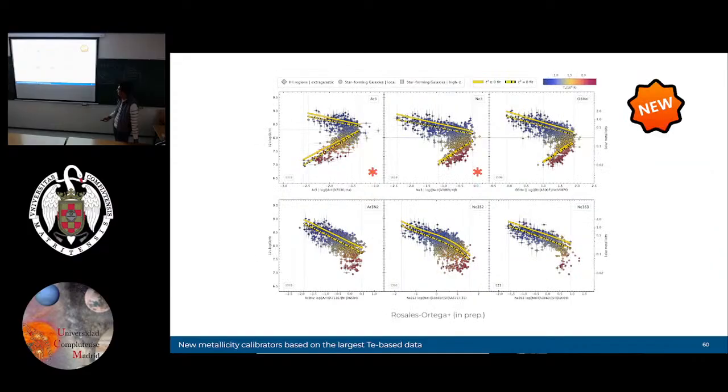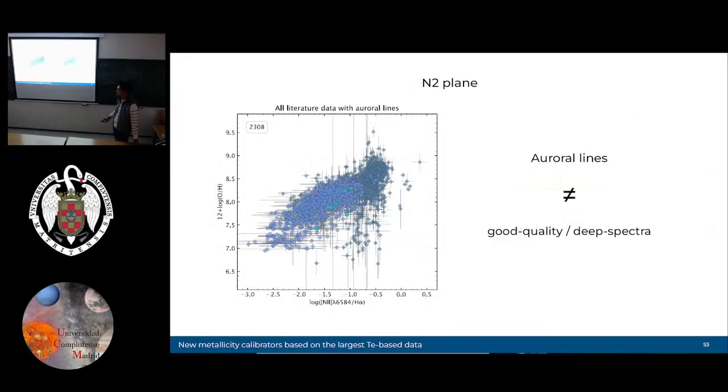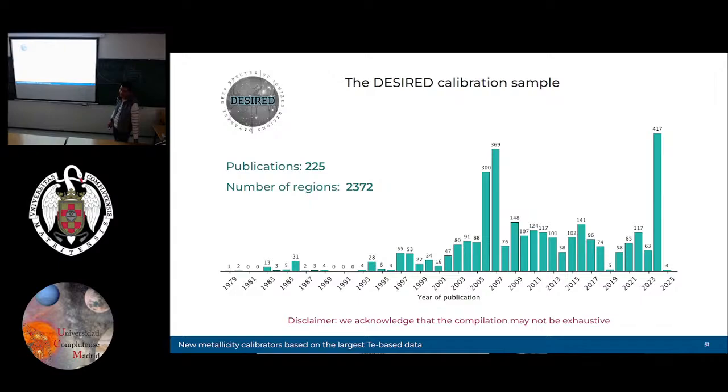But are they long slit or IFU or everything? Everything where you can find auroral lines to determine temperature and lines to measure the density. So you have regions from 1979 to today. But you're not worried about possible problems, like you have different instruments, different telescopes, different calibrations? I'm not worried, I'm concerned.